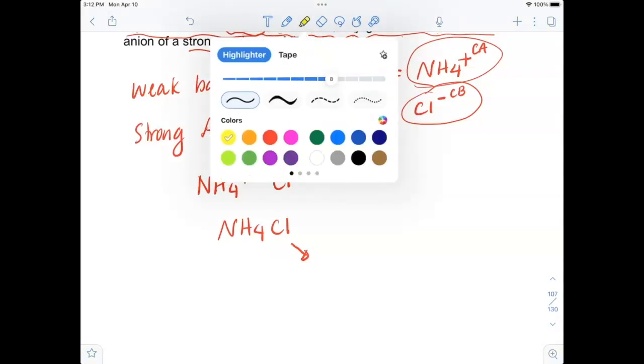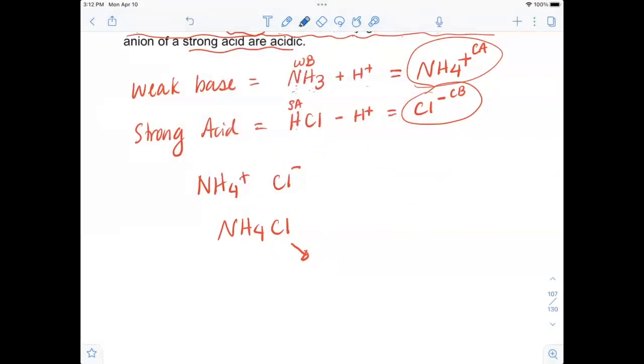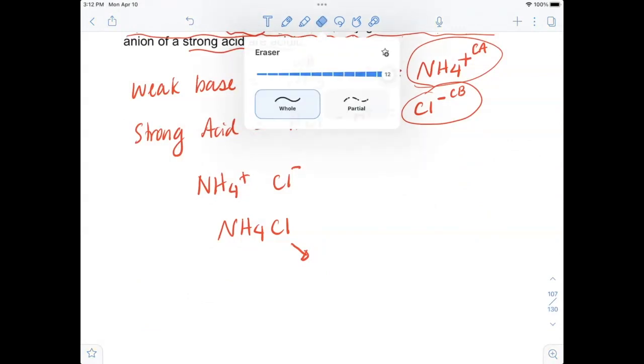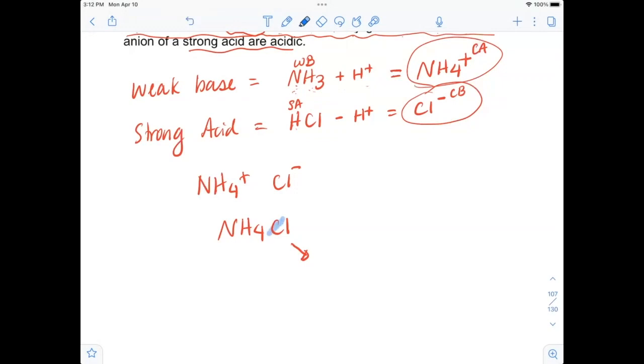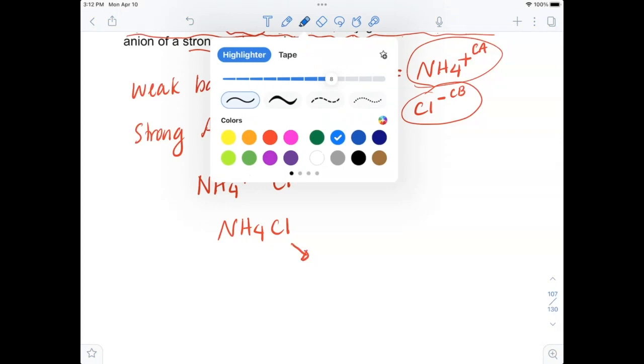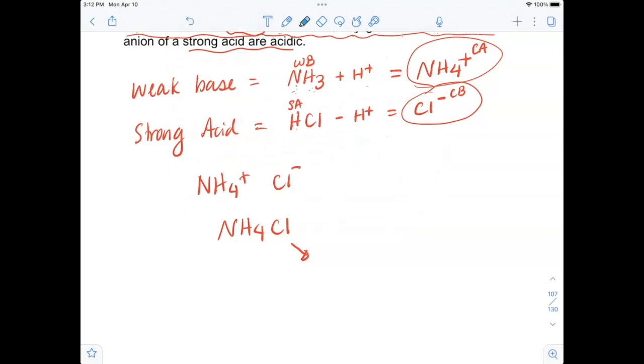The parent here is the part that came from the acid. Let me highlight. You know what? Let me try to make this a little bit fun. Can I highlight that part here? Let me see if I can highlight. Where do I get my highlight from? It's a little bit darker than I want. Can I get a lighter blue maybe? Give me a moment. I'm trying to make this a little bit exciting for me.